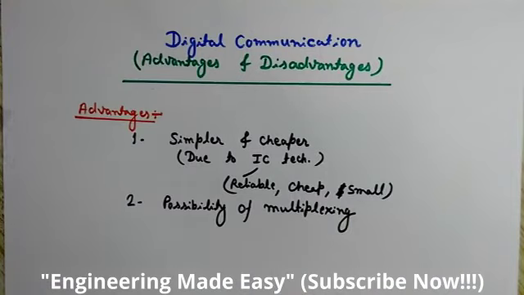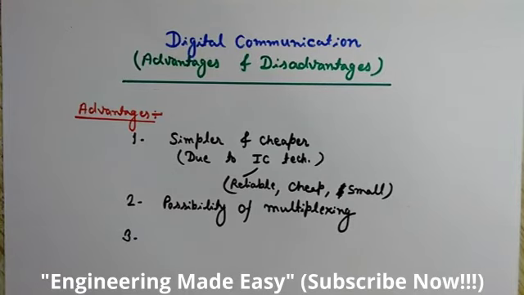Do you know what is multiplexing? Multiplexing may be of different types, like frequency division multiplexing, time division multiplexing, code division multiplexing. So we will not discuss it because of the time shortage. We will discuss the third point now.